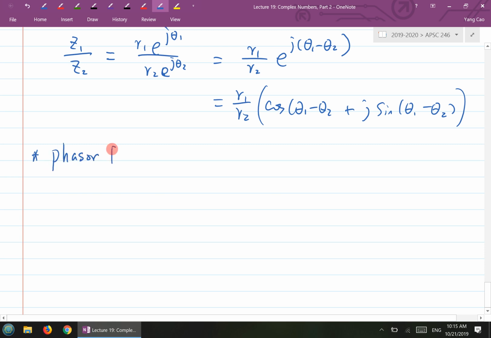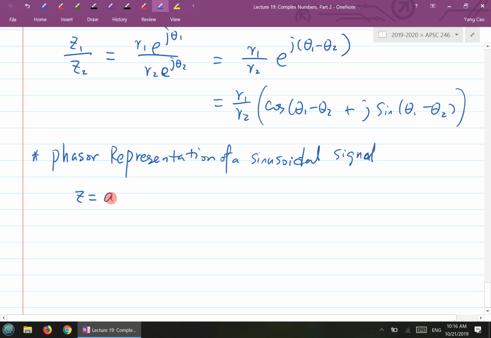So the next topic is phasor representation of a sinusoidal signal. Okay. When we see a sinusoidal signal, it can be a cosine, it can be a sine. In this case, mostly we're using cosine as an example. But you can always transform between the cosine and sine by adding pi over 2, right?